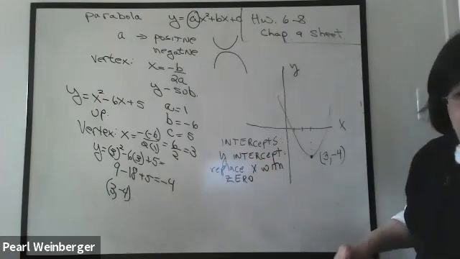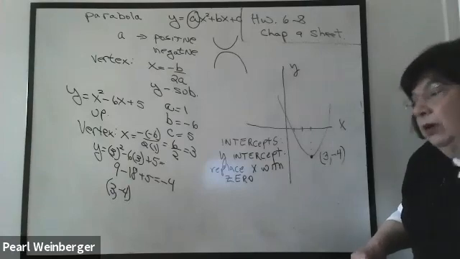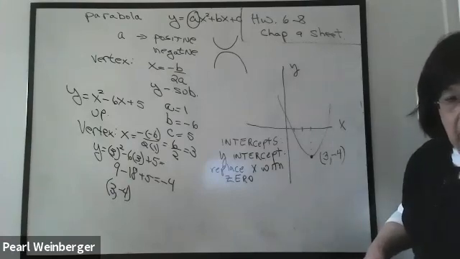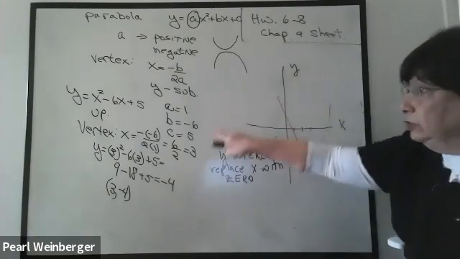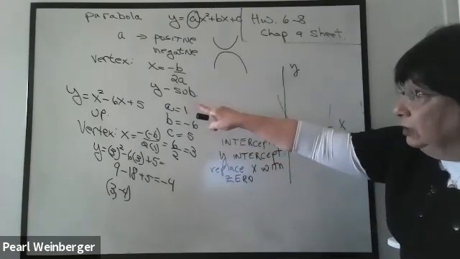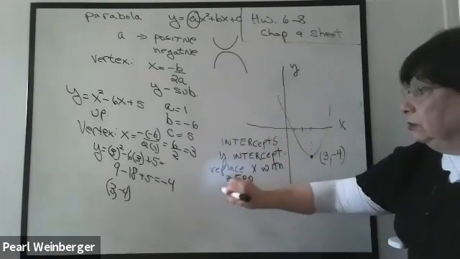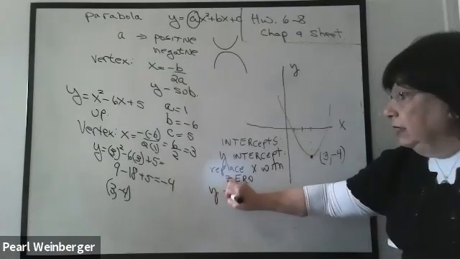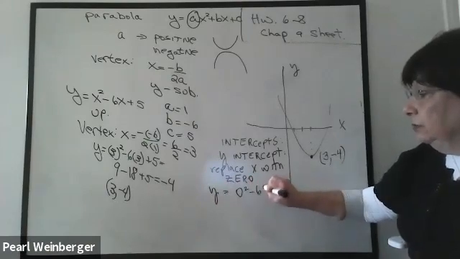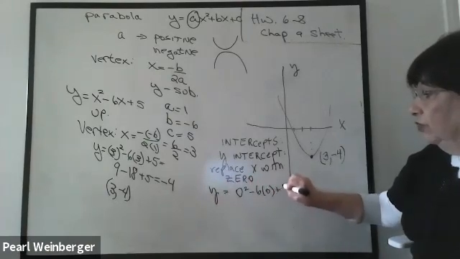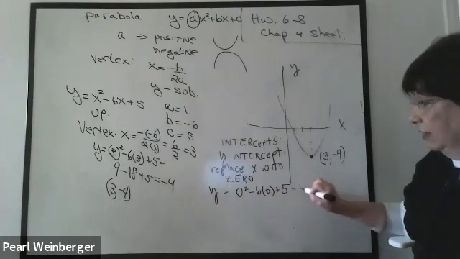Any parabola is going to have exactly one y-intercept. To find it, again, we're going to take our original equation, which is y equals x squared minus 6x plus 5, and replace the x with 0. That'll give us y equals 0 squared minus 6 times 0 plus 5. Now this is 0 and this is 0, so we're left with just 5.